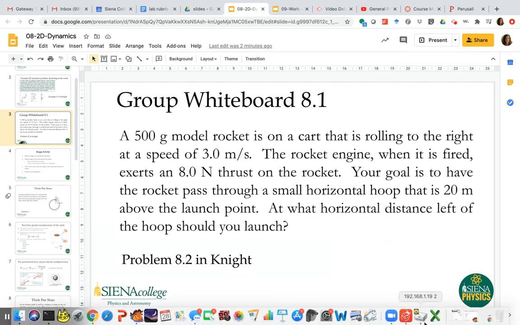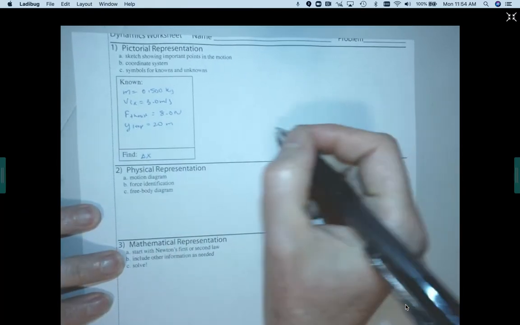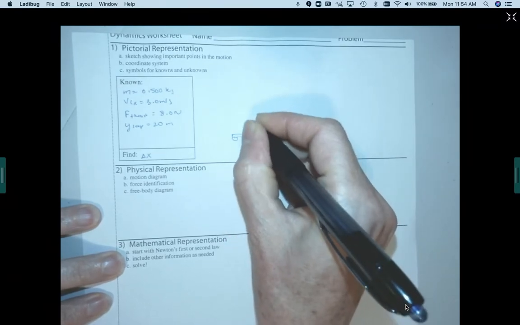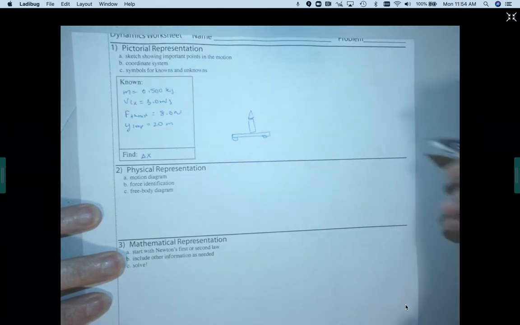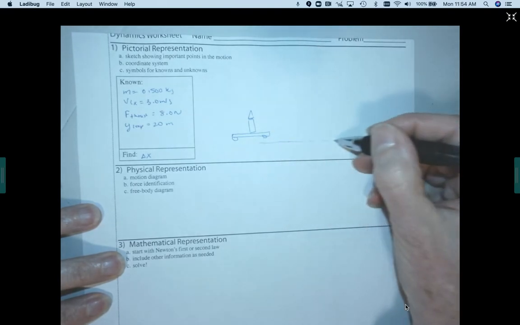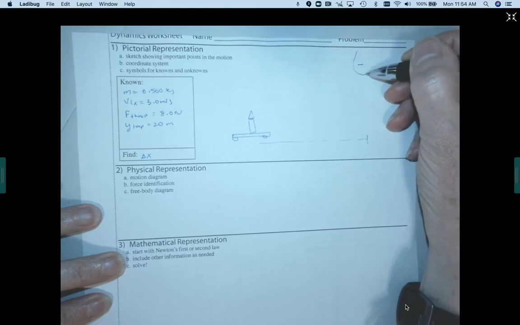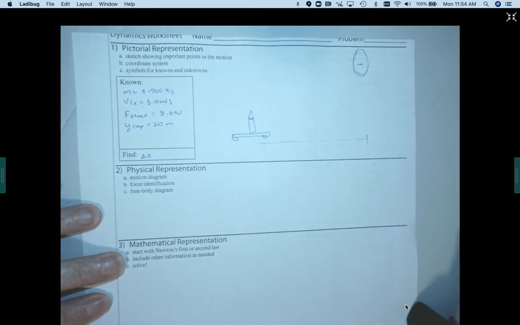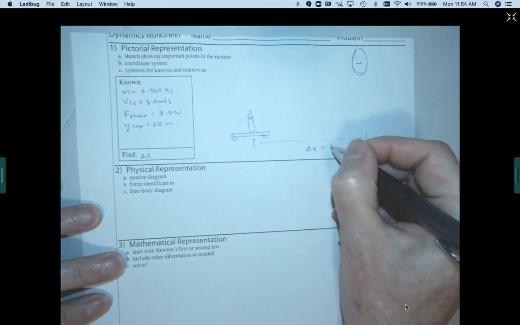Okay, let's switch to our camera. We can draw out our visual here. So we have a cart, and on that is sitting a rocket. Then, some distance away, up at 20 meters, is a little hoop that we're going to try and get the rocket to go up and pass through. Sounds easy enough, right? So we want to know what delta x is.